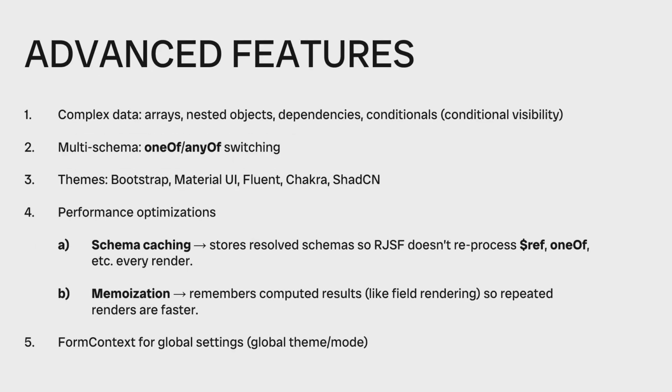Some of the advanced features of RJSF include support for complex data such as arrays, nested objects, dependencies, and conditional visibility. It also supports multi-schema, where you can switch between two schemas when defined under constructs like oneOf or anyOf. It also supports themes like Bootstrap, Material UI, Fluent, etc. It has built-in performance optimization methods such as schema caching and memoization. It also has form context for global settings such as theme or mode.